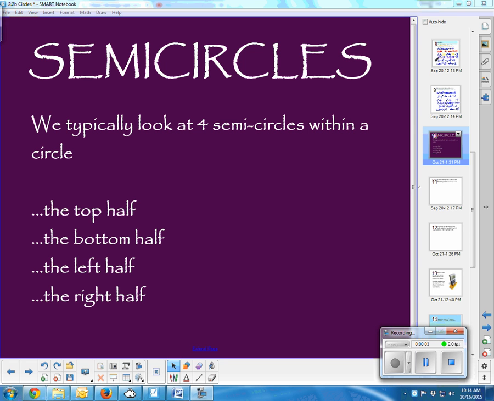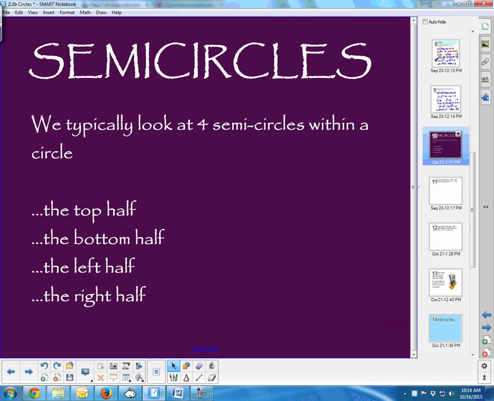In this video, we're going to look at the equations of semicircles. It's a follow-up to the previous video on the equations of circles. Within the equation of a circle, you typically would have 4 possible semicircles: top half, bottom half, left half, and right half. And all you really need to do is take that standard equation that we've looked at in the last video, if you watched that.